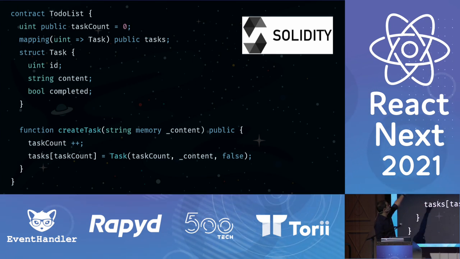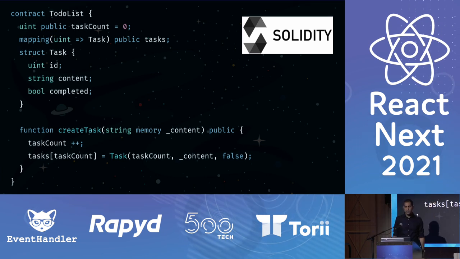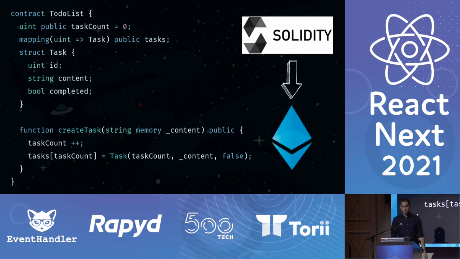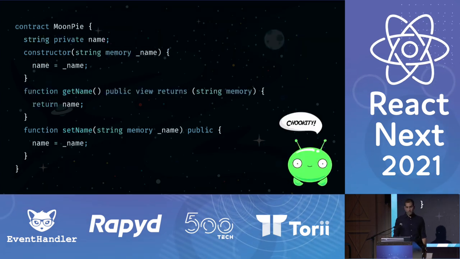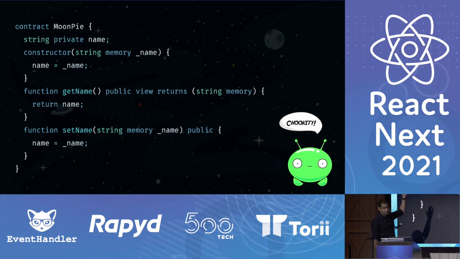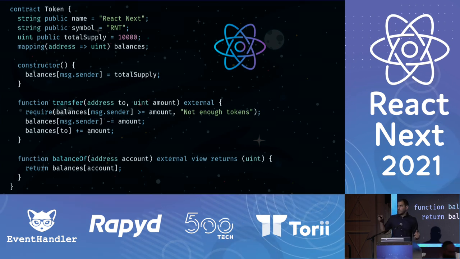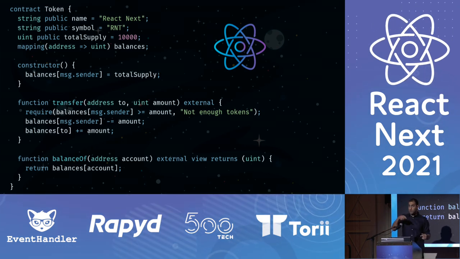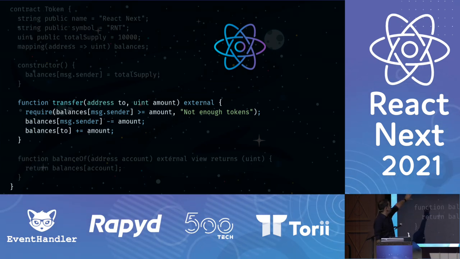For example, this is just a smart contract that knows how to create tasks and do tasks. You deploy it to distributed computing nodes. And you can do even simpler smart contracts, just a getter for a name and a setter for a name. You can use that to mint your own tokens. This code will mint our ReactNext token, which is pretty amazing. This is all we need.